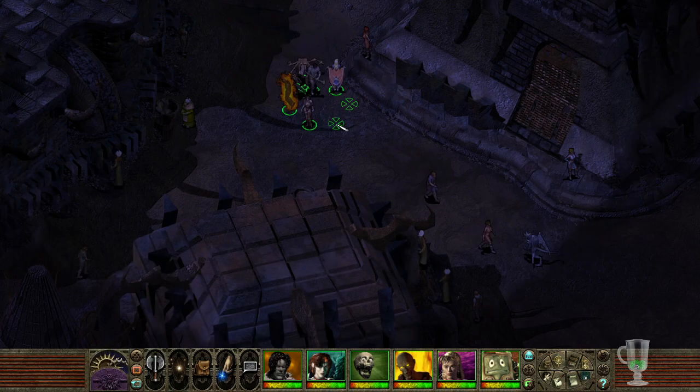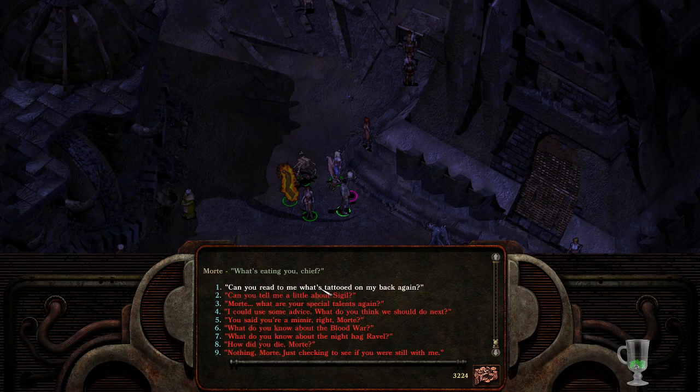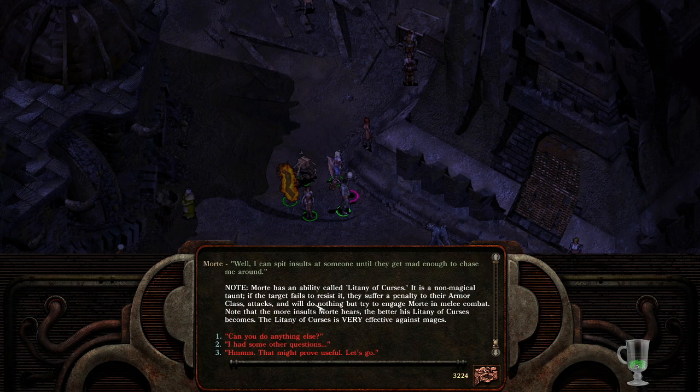All right. Fuck. So we do have the key. For real, we got the key. Let me ask Morte what we can do. What's eating you, Chief? What are your special talents again? A magical taunt. Penalty. Pass, blah, blah, blah.